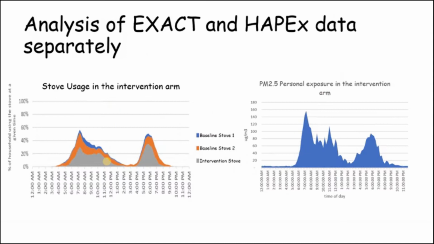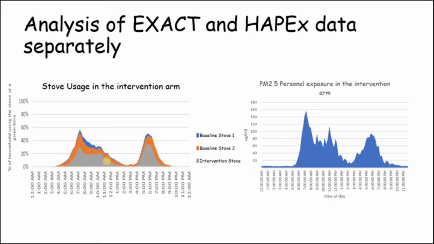But when we look at the 30 households over the 6-day period, this is one example of the chart that we can get. On the left, you have a chart that summarizes the use of the stove throughout the day per stove type, and that allows us to understand when each stove is being used. And we see that the intervention stove is the main stove that's being used, but there's still quite a bit of residual use of the baseline stoves.